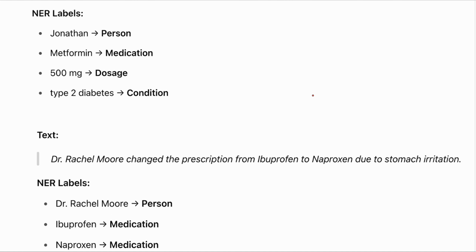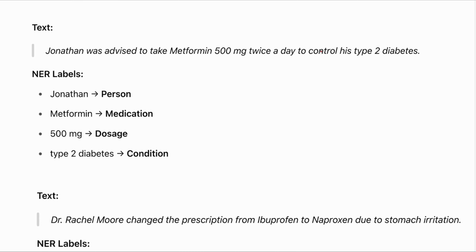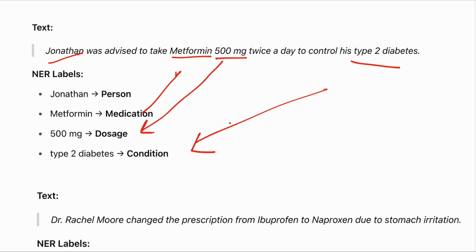So let's assume that the next example is: Jonathan was advised to take metformin 500 mg twice a day to control his type 2 diabetes. So in this case, the output should be that Jonathan is the person, metformin is the medication, 500 mg is the dosage, and type 2 diabetes is the medical condition which is being referred to in this sentence. Let's take a look at one more example.